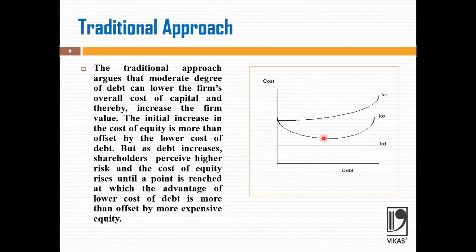Even after this point, if the company increases more debt in the capital structure, what happens to the KO? When the company moves from this point to this point, what happened to KO? KO increases. When capital KO increases, what will happen to the value of the firm?